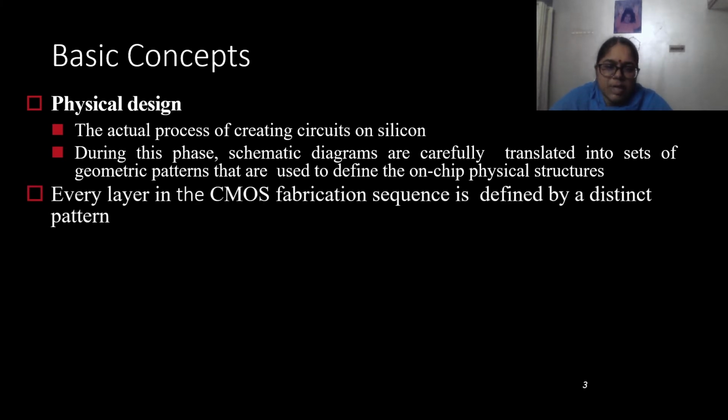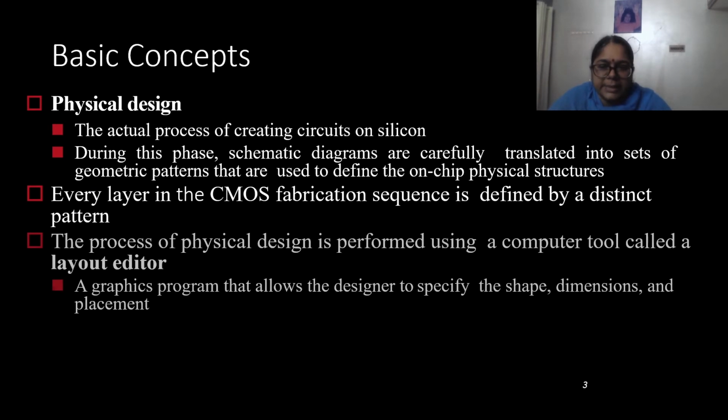Every layer in the CMOS fabrication sequence is defined by a distinct pattern. If we consider the different layers of the CMOS circuit, we know that we make use of P diffusion, N diffusion, polysilicon, metals, etc. So here every particular layer which is being used for the fabrication process is defined using a different pattern.